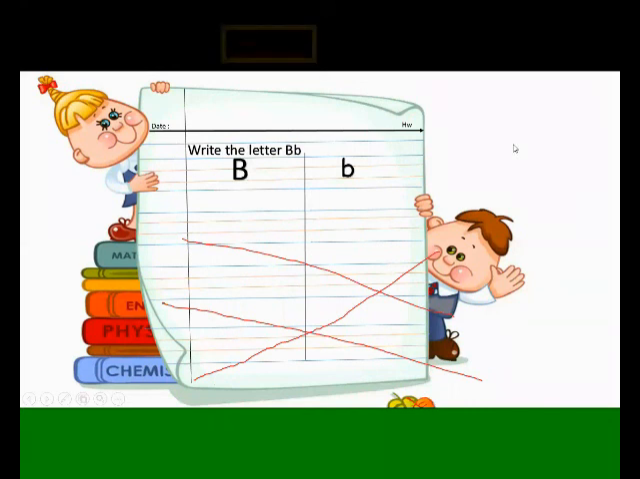Okay, the next activity is, the caption is write the letter B. You have to write the caption in your copy. Same as the first activity, you have to draw two columns on this page. In the first column, write capital letter B with formation, and in the second column, write the small letter B. The next activity, the caption is write the letter C.